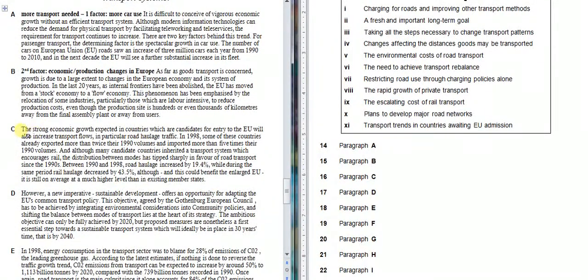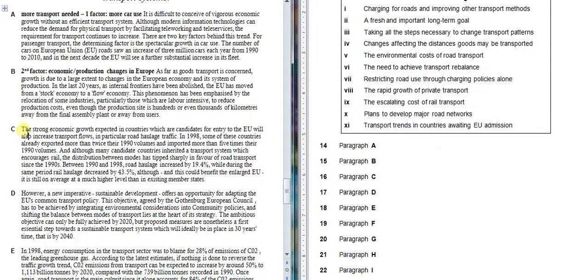Okay, let's try the same thing here, taking a look at the first sentence. The strong economic growth expected in countries which are candidates for entry to the EU will also increase transport flows, in particular road haulage traffic. And now if you look at the rest of this paragraph, I don't see any huge transitions. I see 3 sentences with a lot of data and statistics, all of which seem to support this first point.